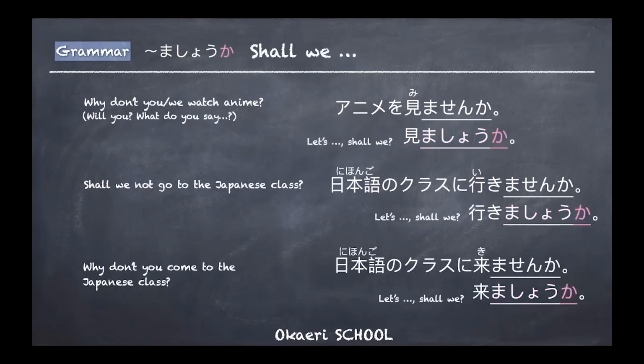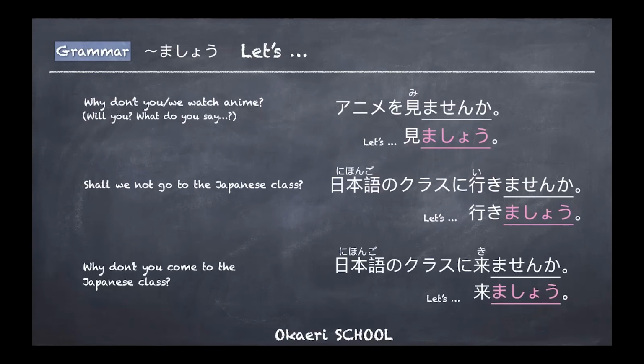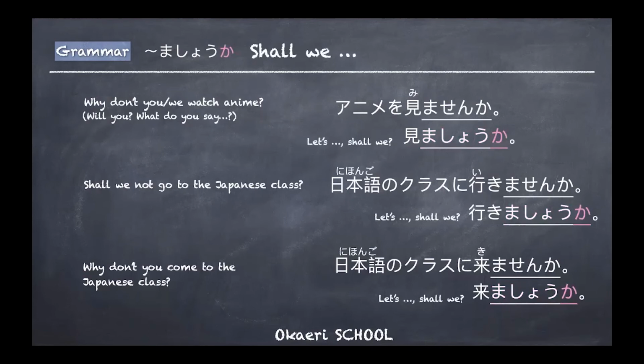Right. This was it without か. ましょう, that's let's. When you put か, there's just a slight nuance variation, more like a question at the end. So the translation will be let's, shall we? That will be, I think, a more fitting translation. アニメを見ませんか? That was why don't we? But let's do it, shall we? 見ましょうか。日本語のクラスに行きませんか? Let's go to the Japanese class. Shall we? 行きましょうか。日本語のクラスに来ませんか? Why don't you come to the Japanese class?